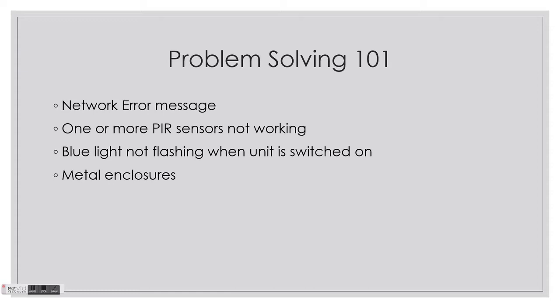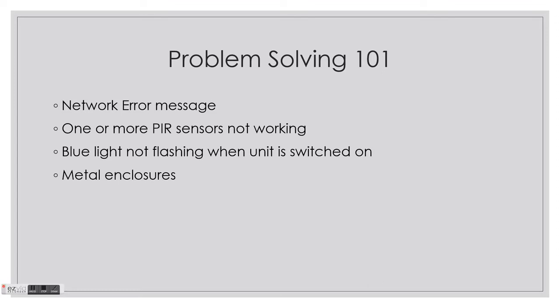Third issue relates to the behavior of the flashing lights on the unit when it's first switched on, and whether there's a problem or whether the unit's functioning correctly. And then finally, a small issue relating to metal enclosures that may be installed around the housing of the control panel. So normally these are plastic, but sometimes they're metal, and some of the problems that can cause.